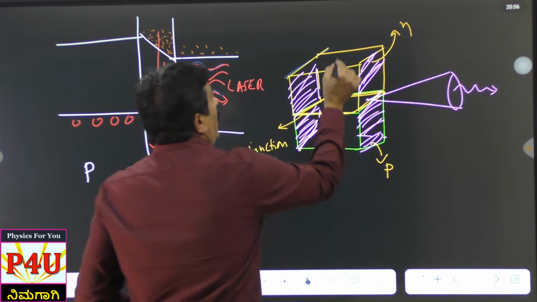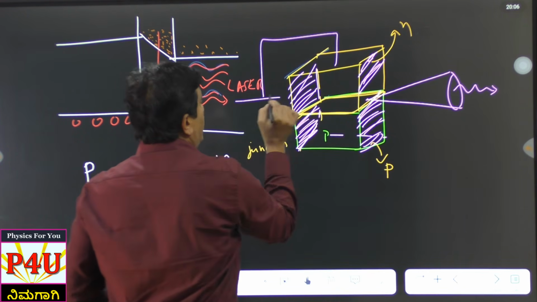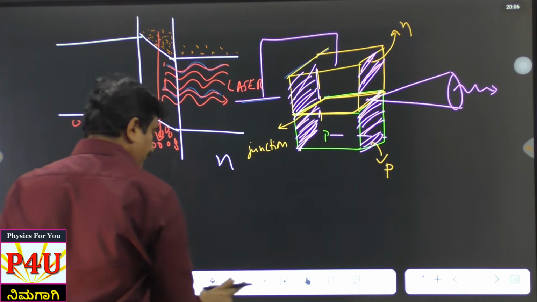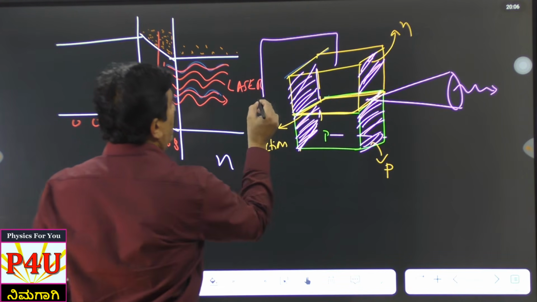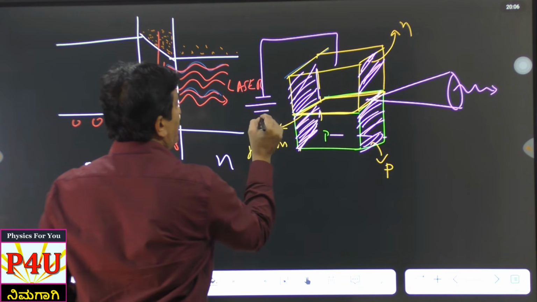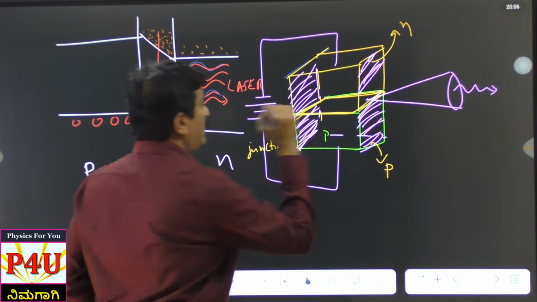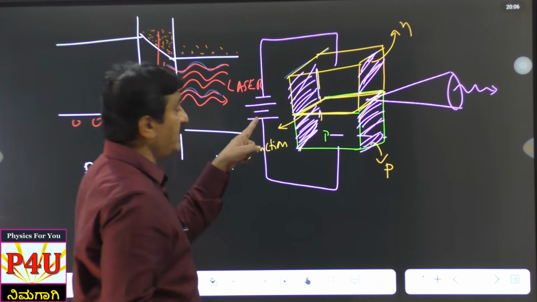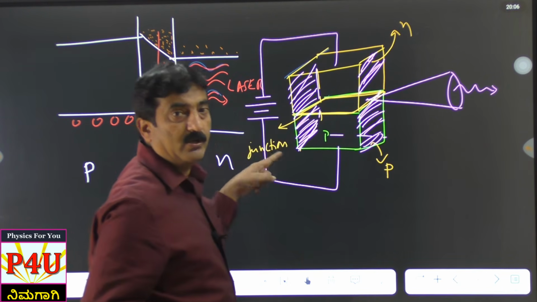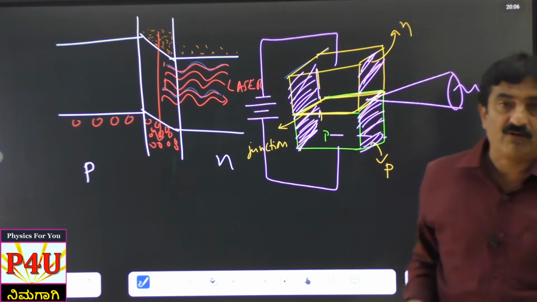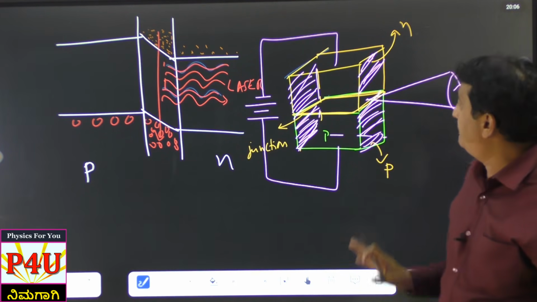The top surface is connected to the negative terminal of the battery. The bottom surface is connected to the positive terminal of the battery, because p-type should be connected to positive and n-type should be connected to negative. Then only it will be in forward bias. So construction is very simple.